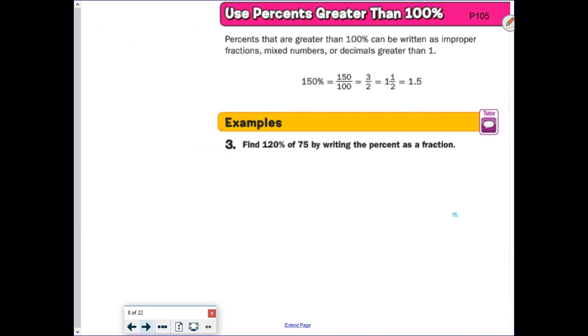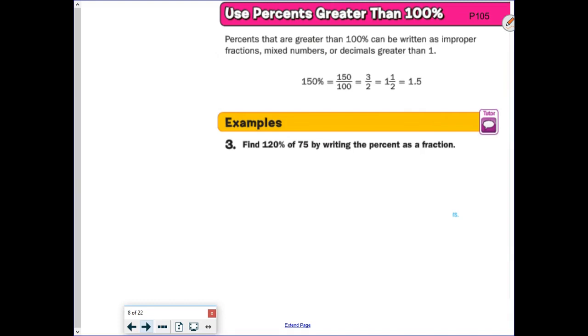Okay, on page 105, it says use percents greater than 100%. Percents that are greater than 100% can be written as improper fractions, mixed numbers, or decimals greater than 1. So 150% can be written as the fraction 150 over 100, which reduces to 3 over 2, which is also equal to the mixed number 1 1/2, or the decimal 1.5. In example number 3 here, it says, find 120% of 75 by writing the percent as a fraction.